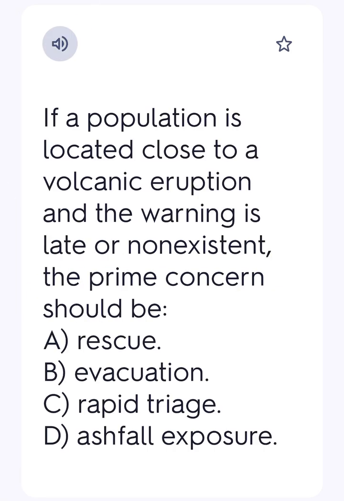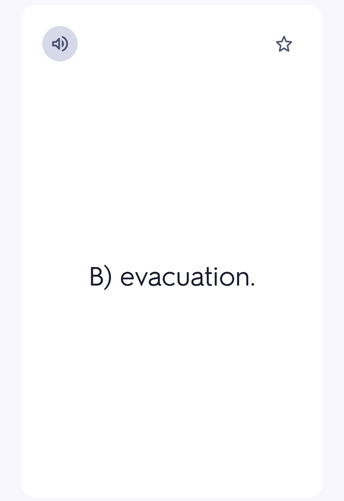If a population is located close to a volcanic eruption and the warning is late or non-existent, the prime concern should be A. Rescue. B. Evacuation. C. Rapid triage. D. Ashfall exposure. B. Evacuation.